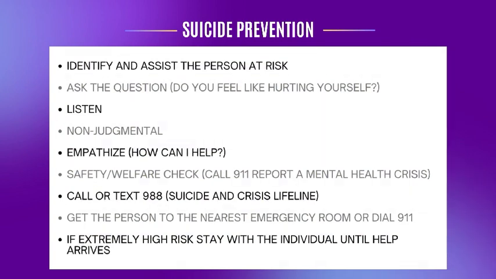In order to initiate suicide prevention, we want to identify and assist the person that is at risk. Ask the question, do you feel like hurting yourself? Listen, be non-judgmental, empathize with the individual, and if you're not sure, do a safety or welfare check by calling 911 and report a mental health crisis. You can call or text 988, or you can get the person to the nearest emergency room. Remember, if it's a high risk of suicide, stay with the individual until help arrives.